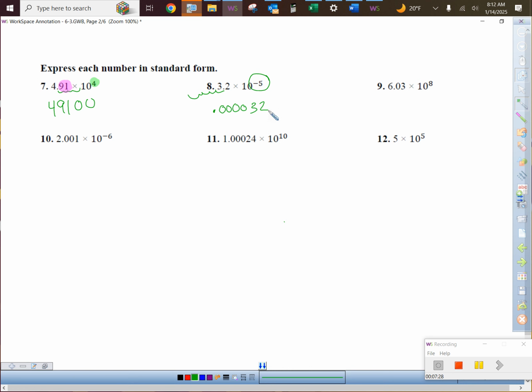So one more. Which way should I move the decimal on number 9? To the right or to the left? To the right. How many zeros will I need? I need to move it 8 spots. I got 2 decimal places already. How many zeros do I need? 6. So I literally just write 603. Then I go 1, 2, 3, 4, 5, 6. Are you with me on that? I just count how many zeros.